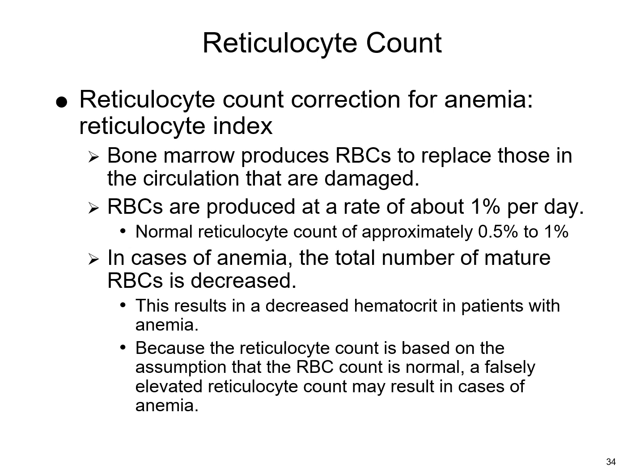But in cases of anemia, the total number of mature red blood cells is usually decreased. And so this decrease is going to be reflected in the hematocrit, so you're going to see a lower hematocrit count. Because the reticulocyte count is based on the assumption that the red blood cell count is normal, you can actually get falsely elevated reticulocyte counts when you have cases of anemia. So sometimes we may need to do a correction for this.